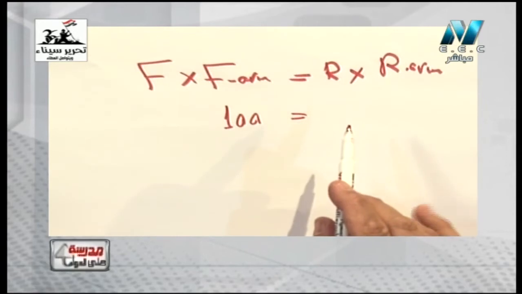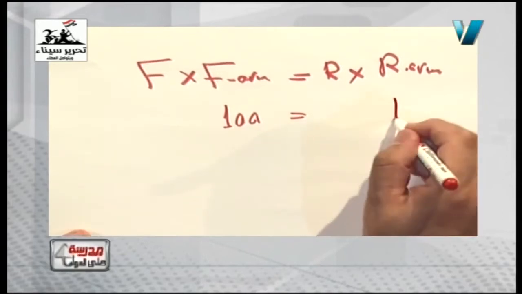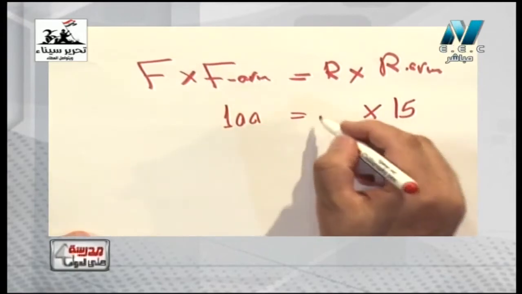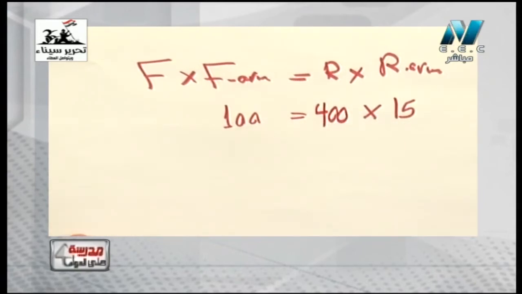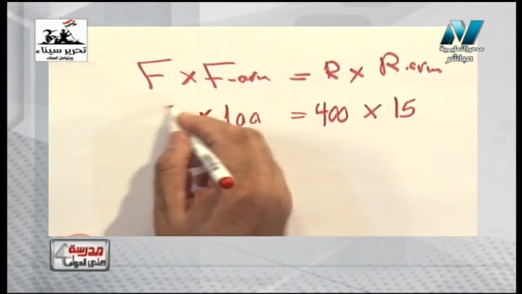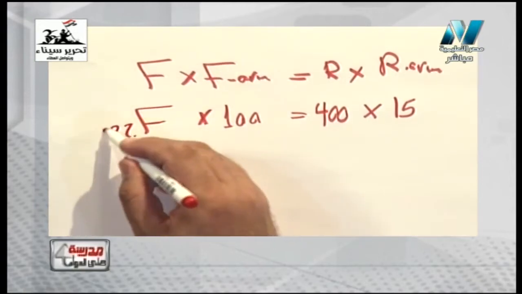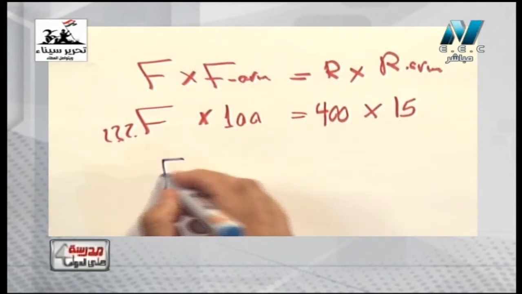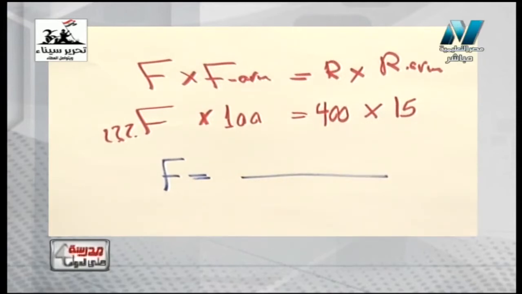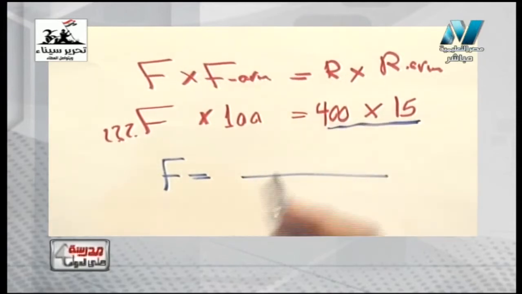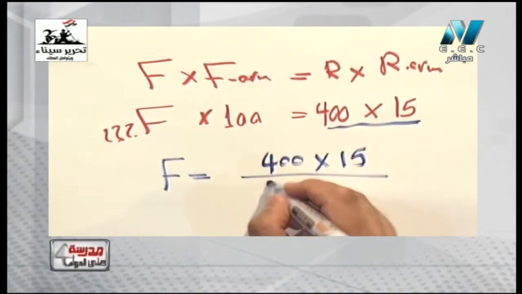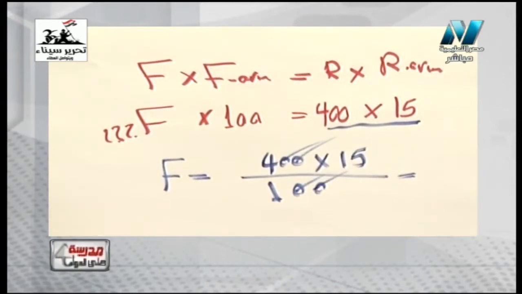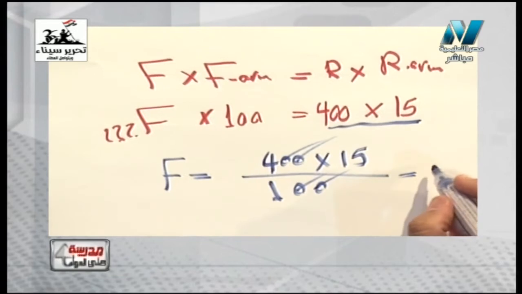The length of the force arm of the crowbar is 100 centimeter, and the resistance arm is 15 centimeter. If the value of the resistance is 400 newton, calculate the effort force. So here the effort force isn't given and it is demanded. So effort force equals what? We always take the side where all the numbers are present: 400 by 15 divide 100. I can abbreviate the two zeros: 400 divide 100 equals 4. 4 by 15 equals 60.